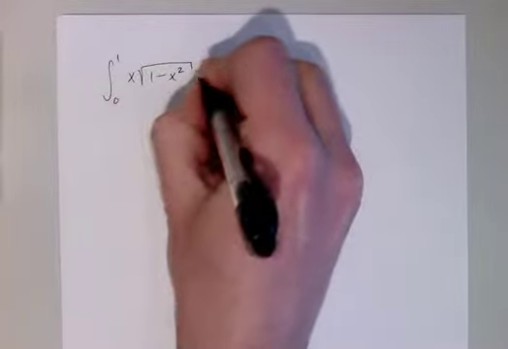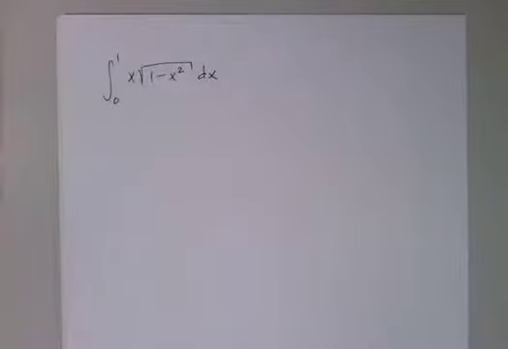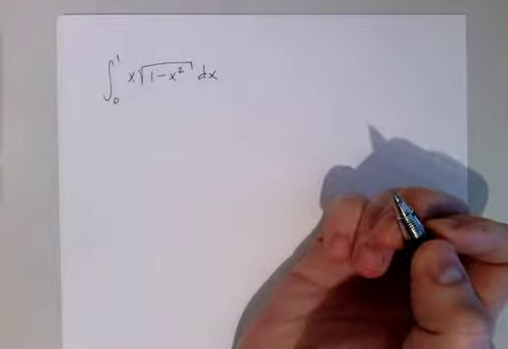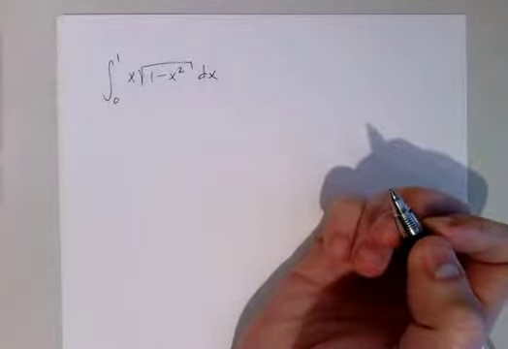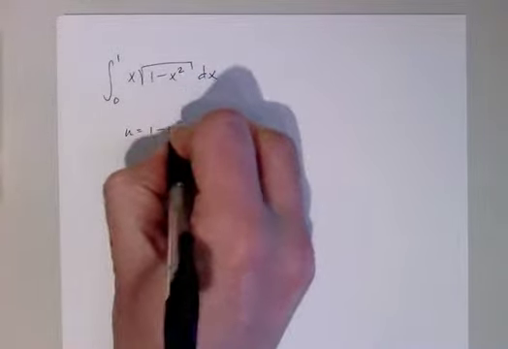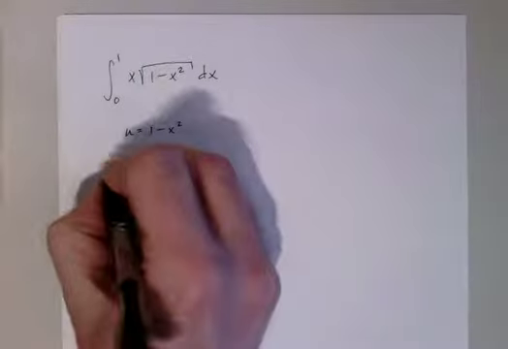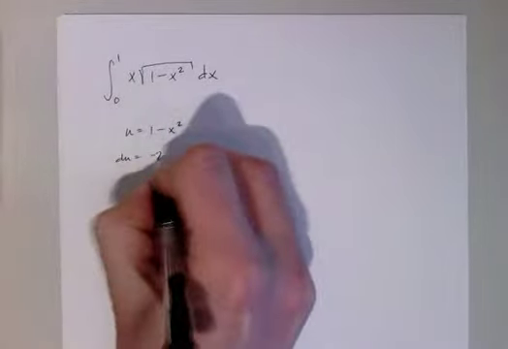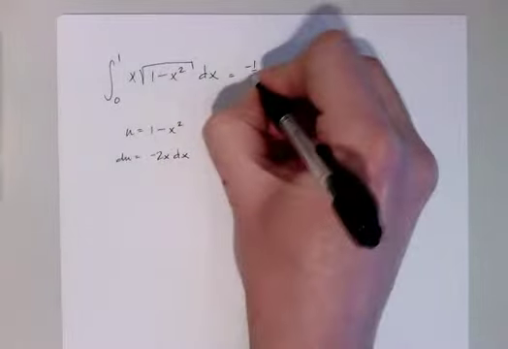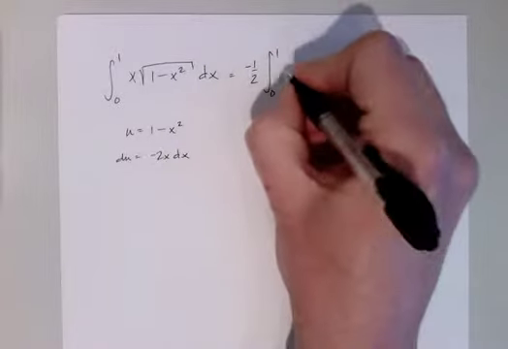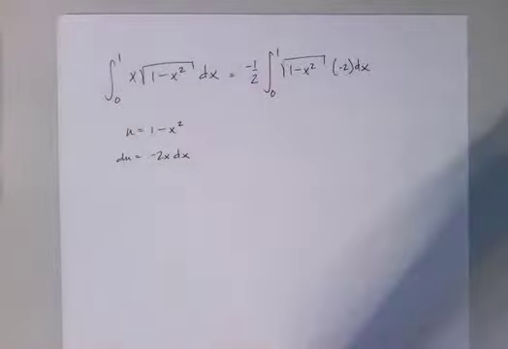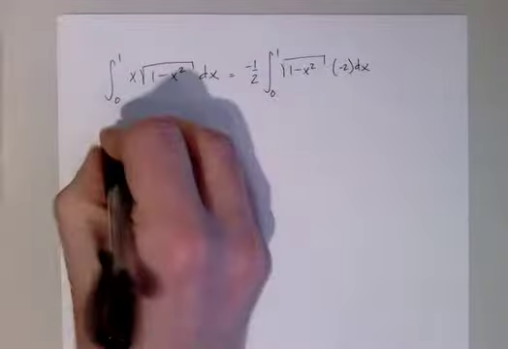And I'm going to show you why. Well, let's go ahead and see whether that's going to be u = 1 minus x squared, okay? And you know that du is going to be negative 2x dx. And so if you change this into negative 1/2 integral from 0 to 1 of the square root of 1 minus x squared times negative 2x dx, that makes it very, very easy, right?